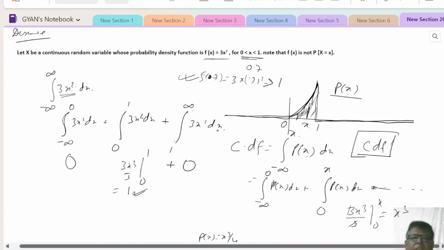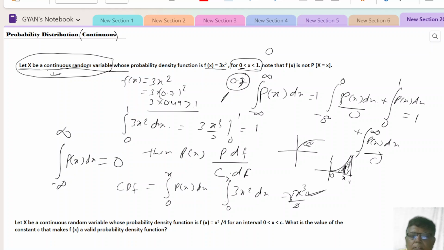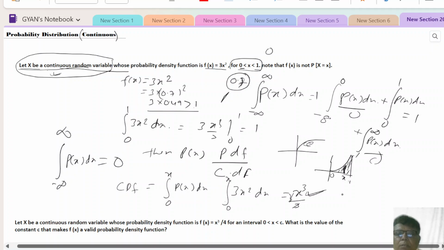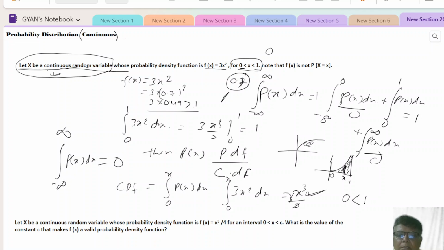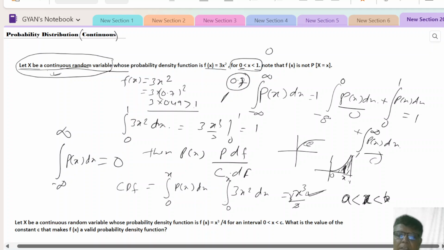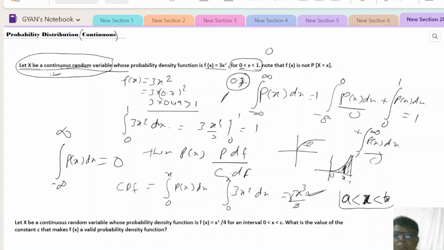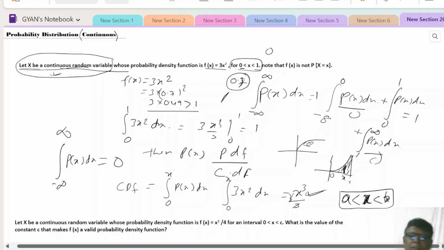So now you understood the PDF. PDF will always be defined between the interval, and CDF will be at any variable point x, the area over that interval. So if x is increased, it will increase, and the maximum CDF will be 1. Similar to discrete, it is also defined between certain values of x, suppose a to x, or between the interval a to b. So this is for CDF, cumulative distribution function.